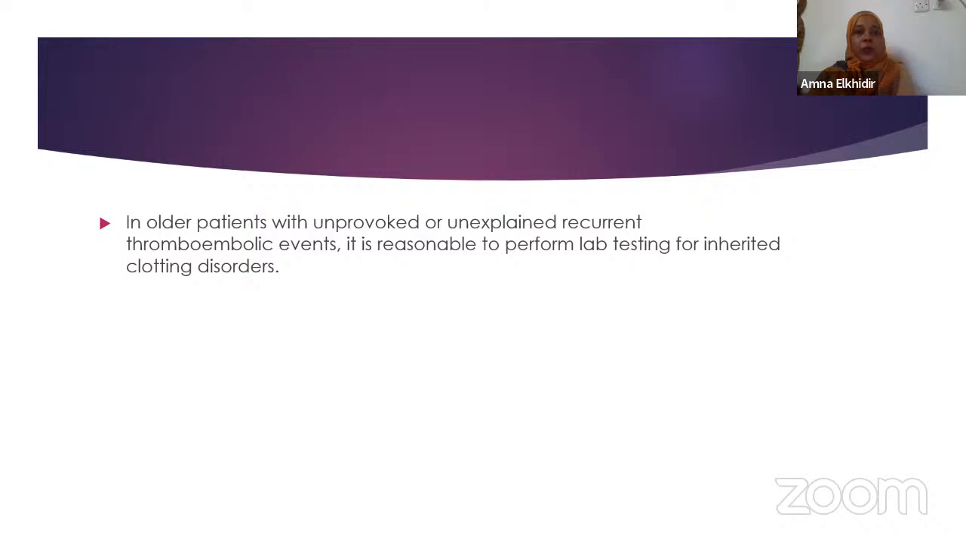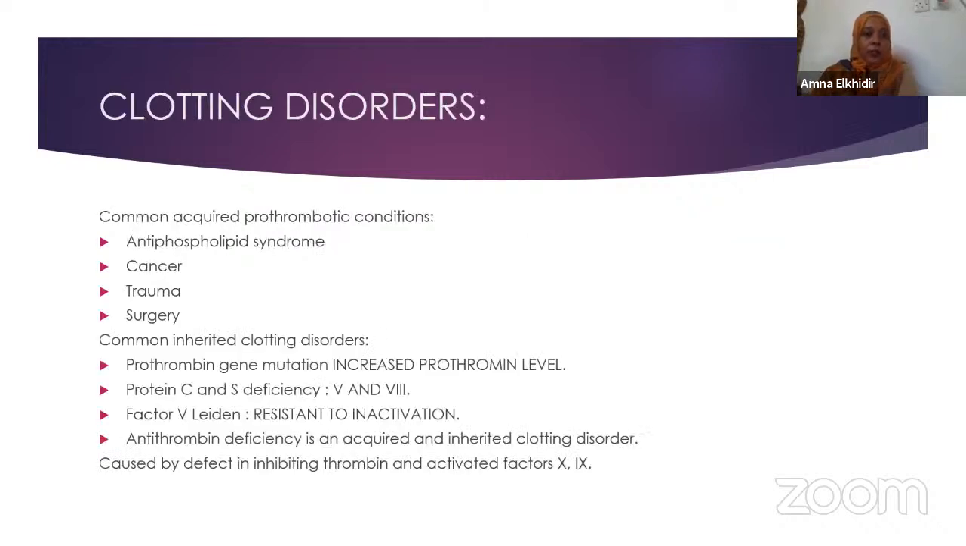In older patients with unprovoked and unexplained recurrent thromboembolic events, it's reasonable to perform lab testing for inherited clotting disorders, like prothrombin gene, protein C and S, factor 5, and antithrombin deficiency.